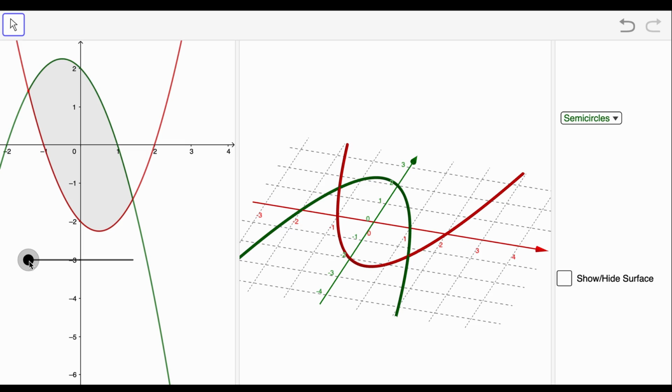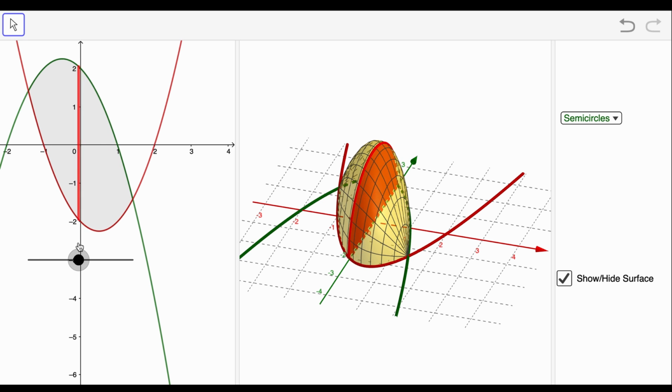Okay, so now we're going to do semicircles. We have the same two functions. We've got the 3D graph, and now I'm going to slide a semicircle through this space so you can see that we're building the semicircles along the x-axis. Now let's see what that volume looks like. So this yellow thing is the volume that we are creating when we are sliding a semicircle all along that x-axis.